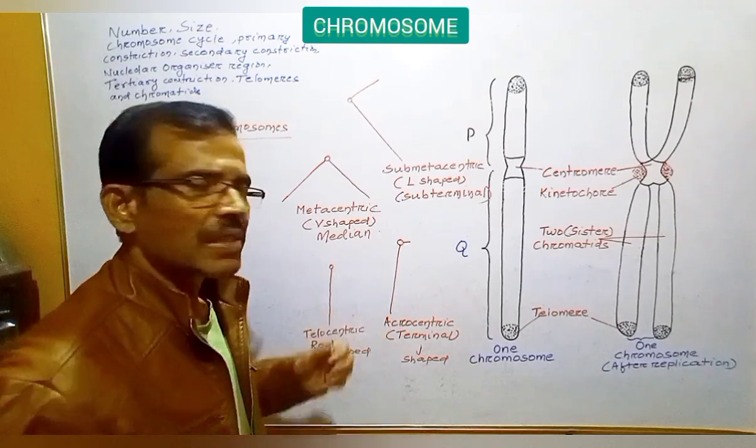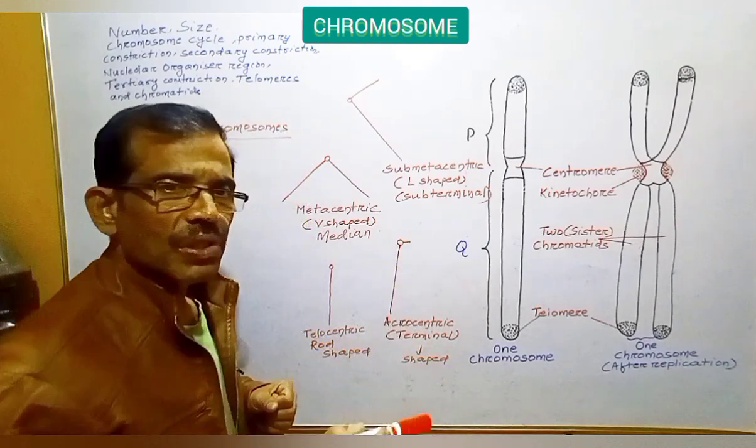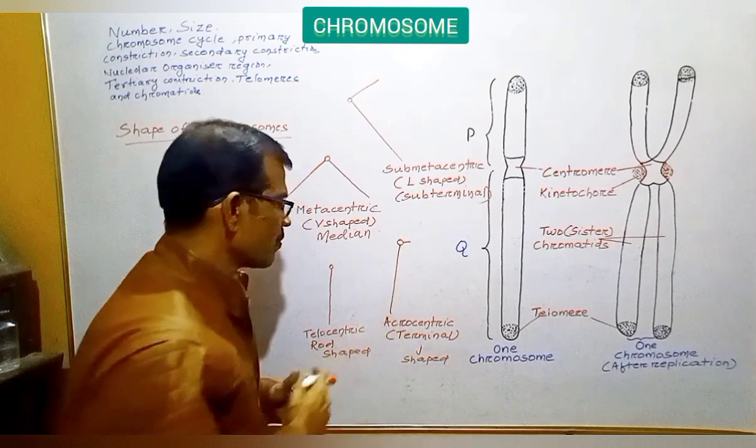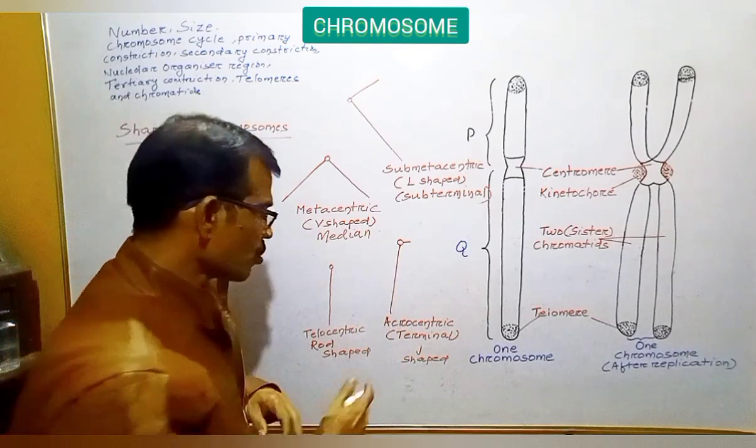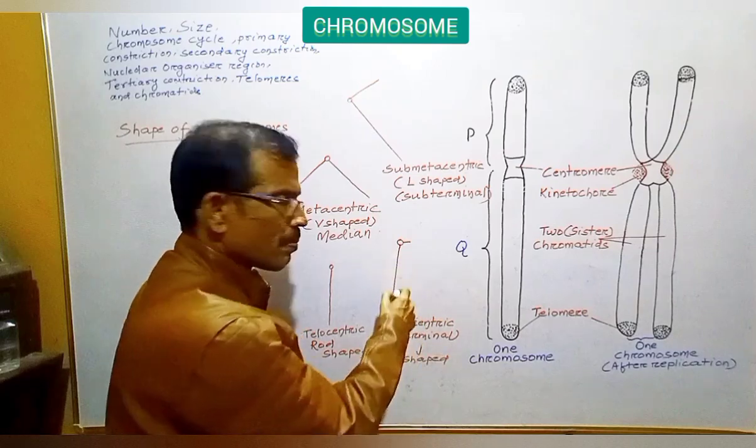In several cases, one arm of a chromosome is sufficiently shorter than the other arm. Such types of chromosomes are called acrocentric, which are J-shaped.